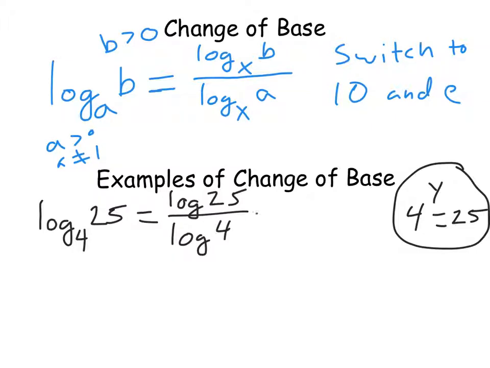But to get a really, really good approximation, the best way to go is to put log base 10 of 25 over log base 10 of 4. And your calculator would give you a real long decimal that we would just round to 2.32.